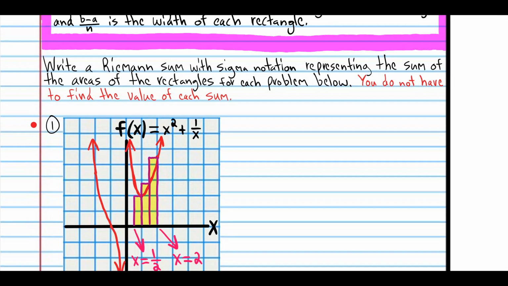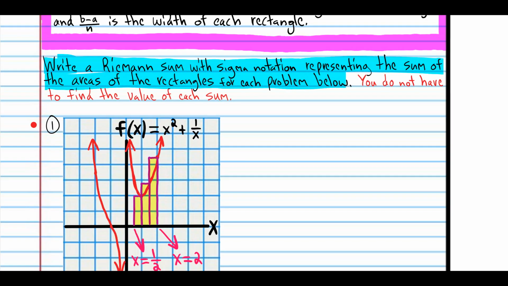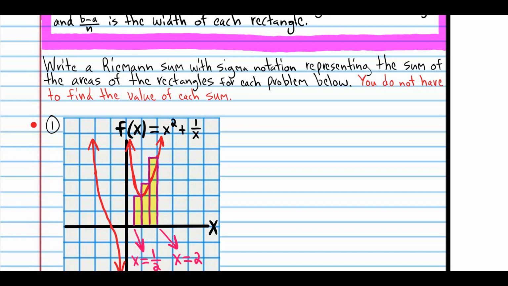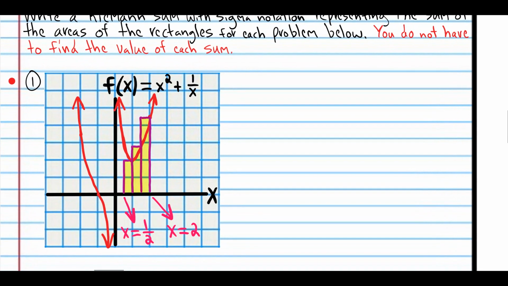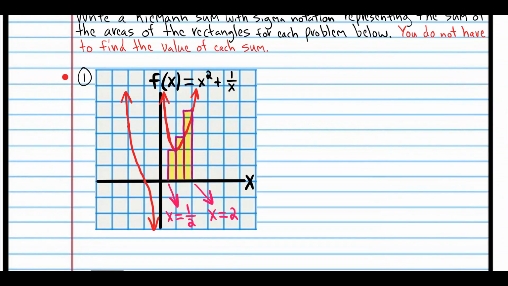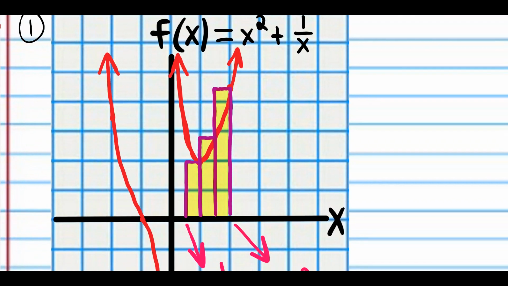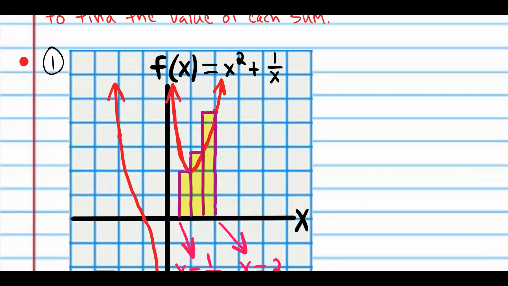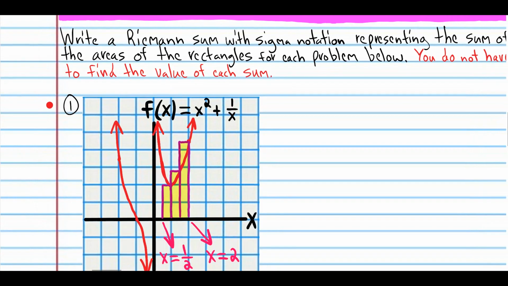Okay, so it says here, write a Riemann sum with sigma notation representing the sum of the areas of the rectangles for each problem below. You do not have to find the value of each sum. So we're not going to actually calculate the sum, we're just going to set it up. So we're practicing sigma notation. So notice that the upper right corners of the rectangles are touching the graph. So again, we're going to focus on right endpoint Riemann sums today.